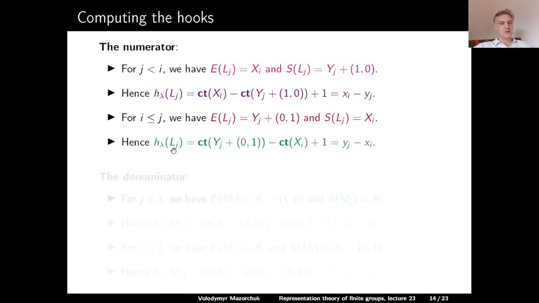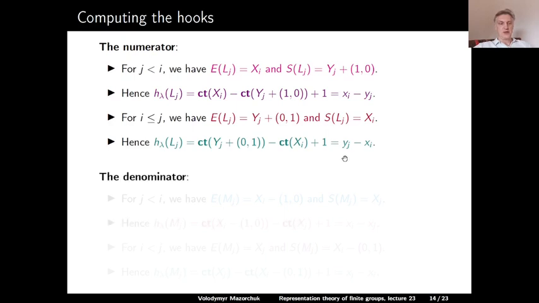Therefore, the hook length of such Lj is the content of yj plus 0, 1 minus the content of xi plus 1. Again, the content of 0, 1 is minus 1, so this minus 1 cancels this plus 1, and we get yj minus xi.